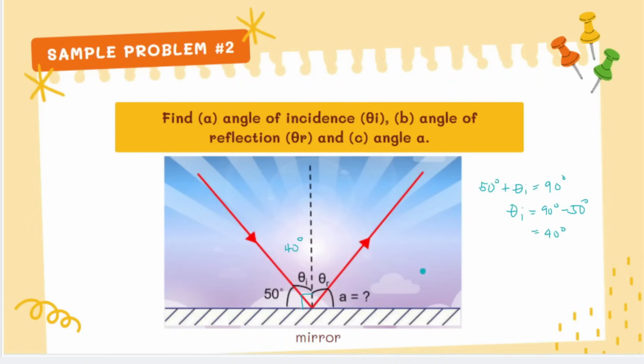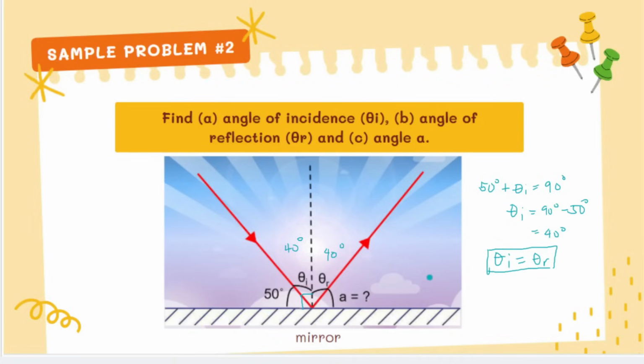How about your angle of reflection? Okay, very good. Your angle of reflection is also 40 degrees because of the second law of reflection that tells us that angle of incidence is equal to the angle of reflection. Tatandaan po natin yan.